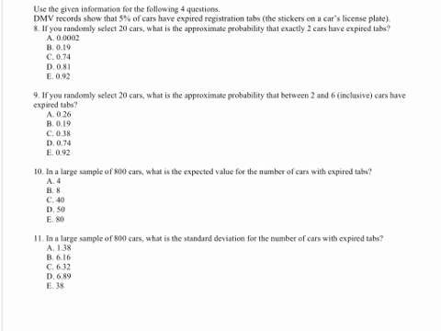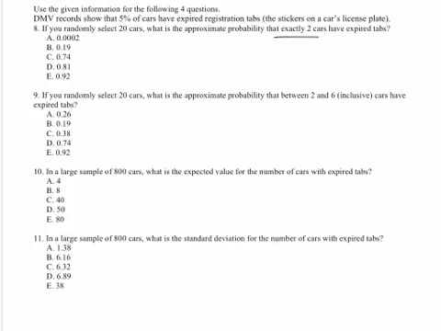Okay, so we're at the end of our review. These last four are all from the same situation. The DMV records show that 5% of cars have expired registration tabs. Question 8: if you randomly select 20 cars, what is the approximate probability that exactly 2 cars have expired tabs?